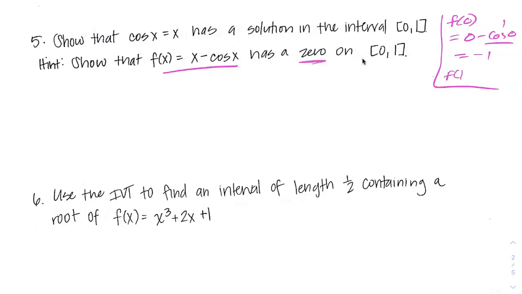If I do f of 1, I get 1 minus cosine of 1. Well, cosine of 1, I don't know what that is, but it is a small decimal, so it's 1 minus some small decimal. So it does work. It's just some positive number. We have a negative and a positive, so there must be a 0 between those two values. That's the way it works.